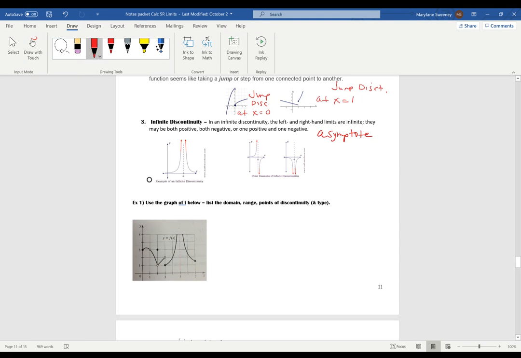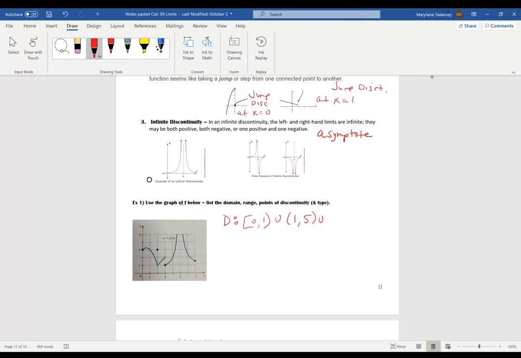List the domain, range, points of discontinuity, and their type. Okay, so for domain, a lot of times we go through thinking vertically. So this graph is going from 0 over to 1. There's no x values at 1, so soft bracket. Then from 1, there's stuff at 3 to 5. So from 1 to 5.